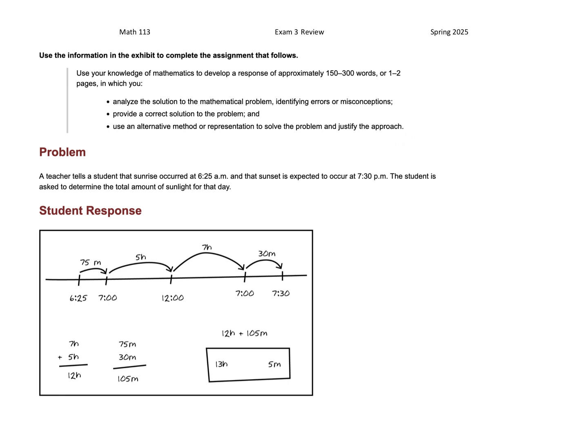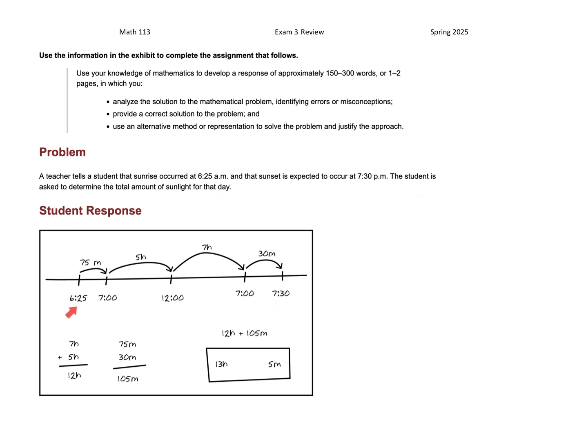Okay, so a teacher tells the student that sunrise occurred at 6:25 a.m. and that sunset is expected to occur at 7:30 p.m. The student is asked to determine the total amount of sunlight for that day. So, the student drew a timeline, right? They drew a number line, they put 6:25 at the beginning, and they are counting up until 7:30. They're going to count all the hours that pass between 6:25 and 7:30.